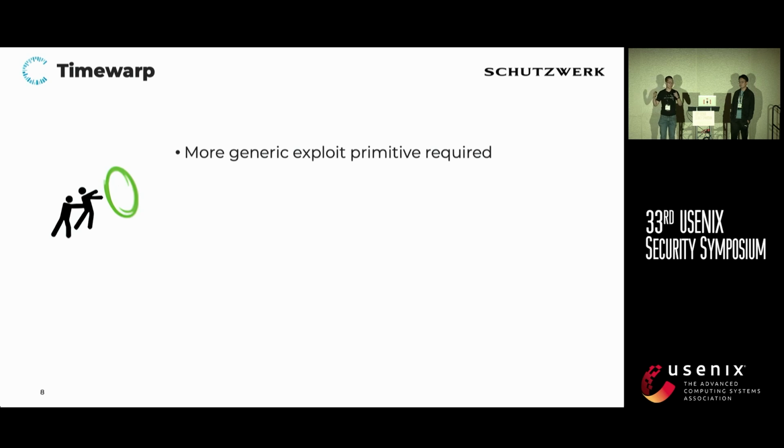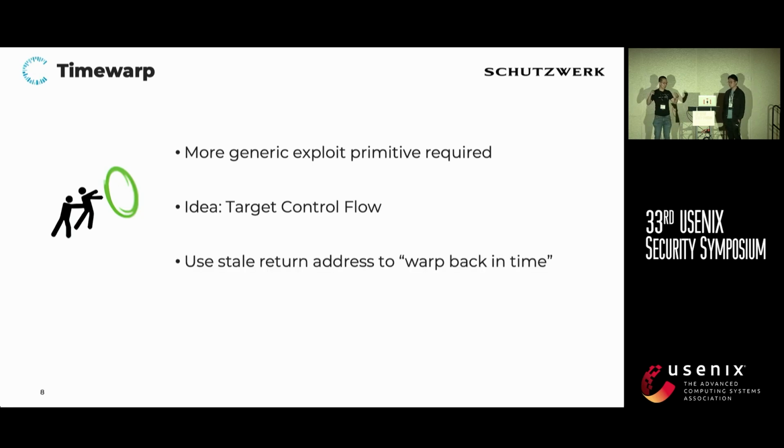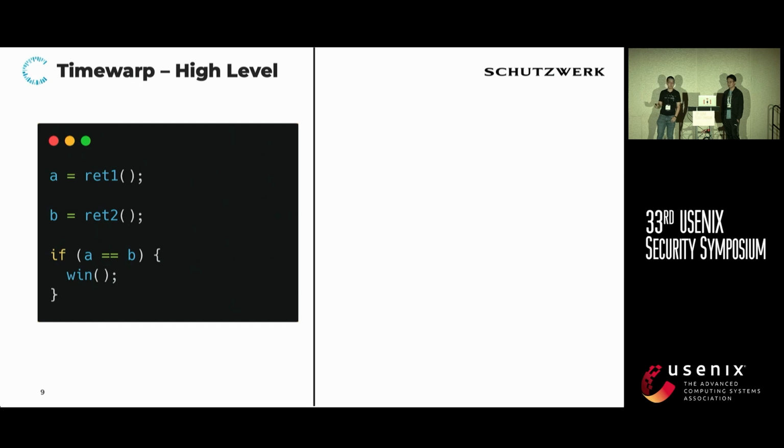And that's the idea of TimeWarp. With TimeWarp, basically, instead of targeting some variables in the program, we target the control flow. What we want to do is, when a program writes a return address on the stack, we invalidate that and reuse the stale return address to warp back in time. Here's a high-level overview of what we try to achieve.